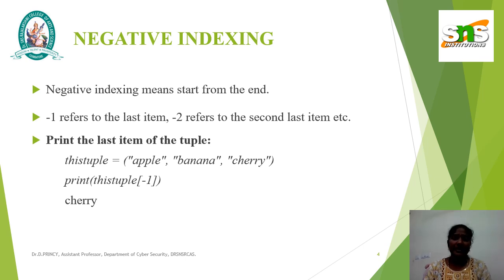Negative indexing. There are some situations where we need to refer to the items from the end. To do so, the last item in the tuple has the index -1, the item before the last has -2, and so on. For example, this tuple equal to apple, banana, cherry. When you are accessing from the beginning, apple has index 0, banana has 1 and cherry has 2. When you are accessing from the end, cherry has the index -1, banana has -2 and apple has -3. If I print the value which has the index -1, it returns cherry as the output.